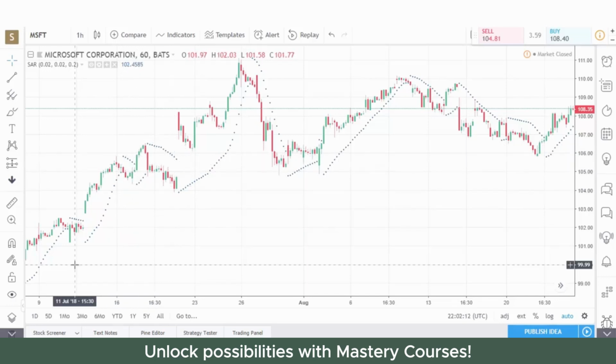Since we know the stock is in a bullish pattern, we're only going to be trading the long side. So if we start here on July 11th, we'll have a buy signal as the dots go under the price. We would get long here.